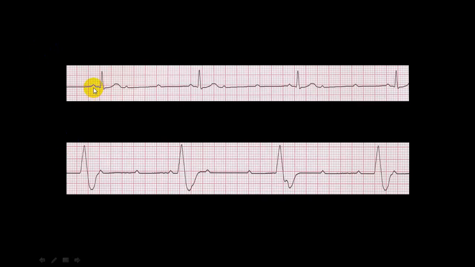Again, you can see here. You can see the P wave here. RR interval is constant. This interval gives you a ventricular rate. Ventricular rate is between 20 to 40 per minute. It is around 30 per minute.